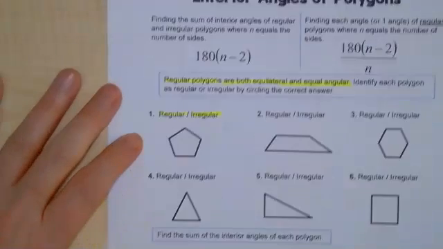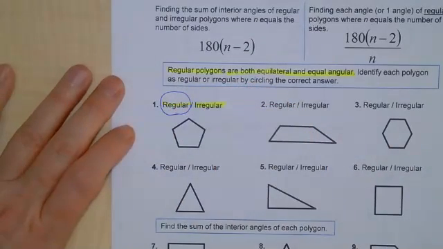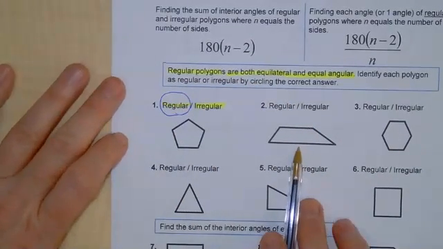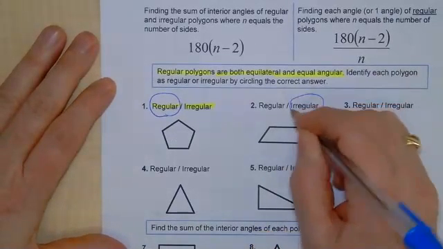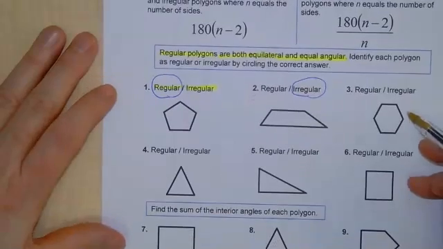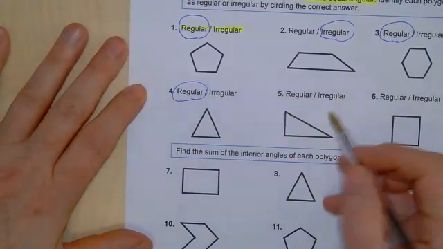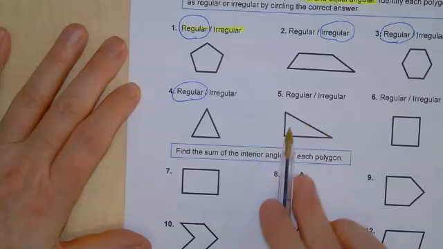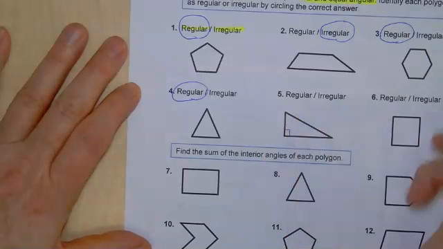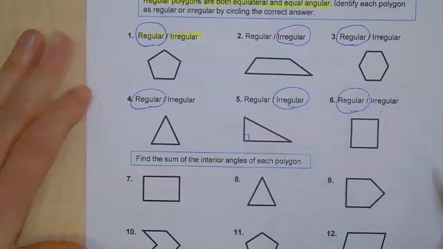What about number one? Sides look the same, angles look the same. That's a regular polygon. What about number two, guys? Irregular because the angles are not matching up. What about here? You got it? Here? Irregular because the sides are not the same length and the angles are not the same, because that's actually a 90 degree angle. And what about the square? Okay, all right. So now I want to go back up here.